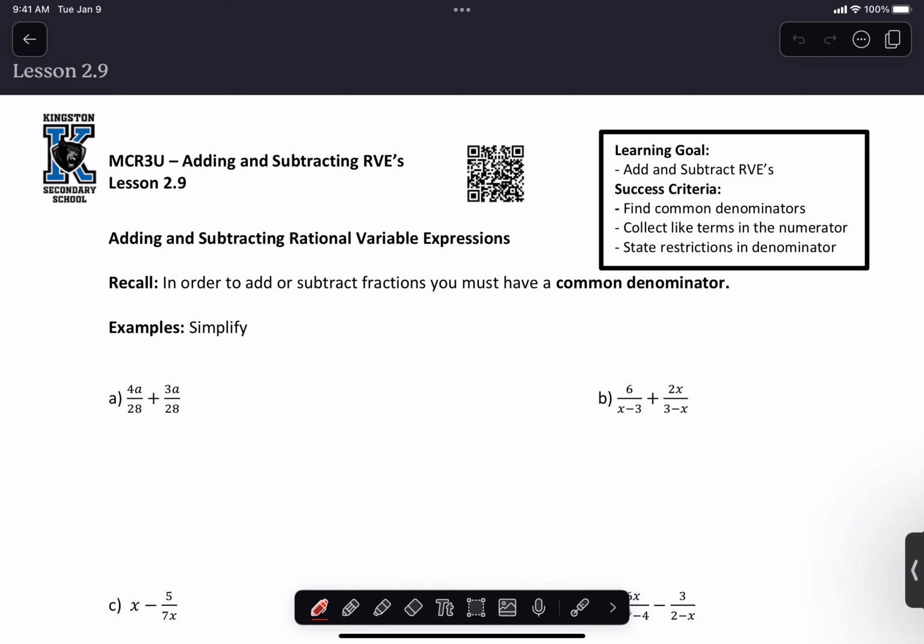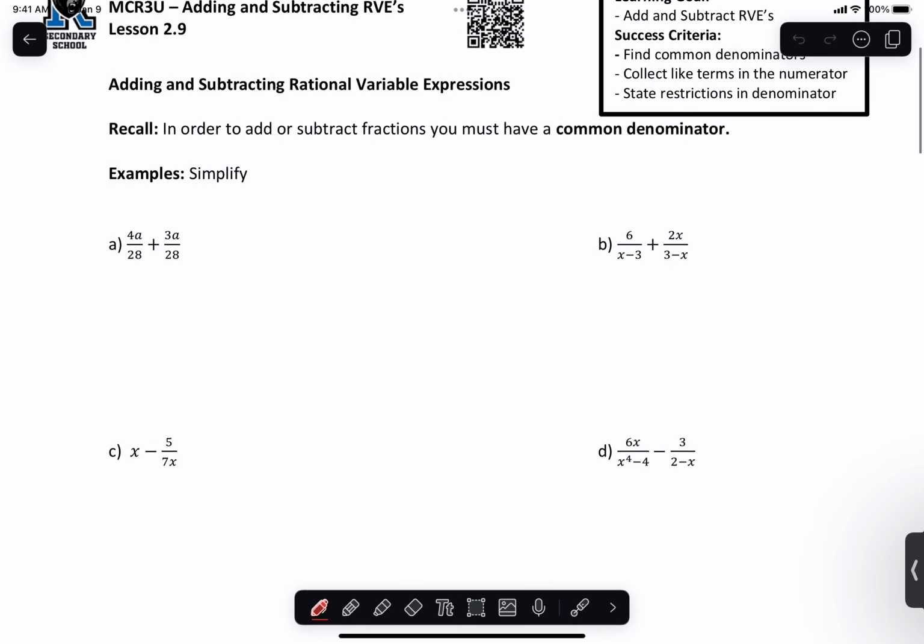I will remind you, okay? So we are mixing in the same skills that we have been working on for the last couple days. The exception now is that there are plus signs and minus signs mixed in, and that means you need common denominators.